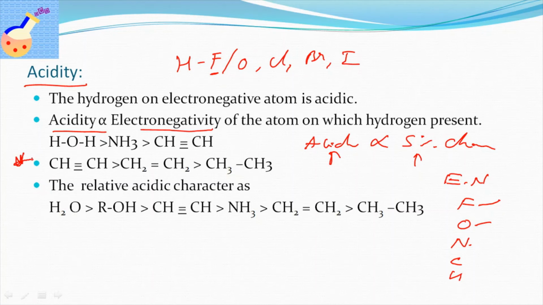Coming to the hydrocarbons, this one is sp hybridized, this is sp2 and this is sp3 hybridization. The percentage of S character will be more in case of acetylene. So it is more acidic than ethylene as well as ethane. And if you compare the acidic strength in all the molecules, the order will be like this: water is greater than ROH, then acetylene, then ammonia, then ethylene, then ethane. Okay, so this is about the effect of hybridization.